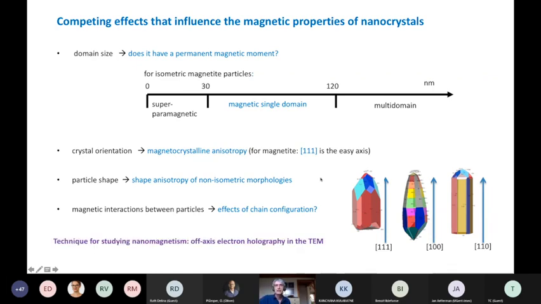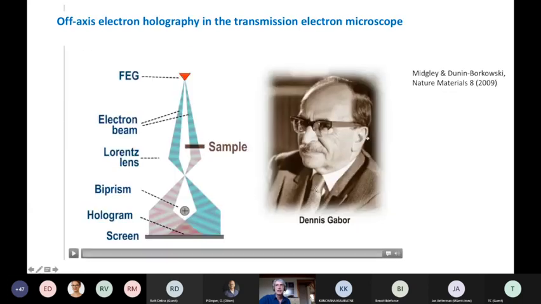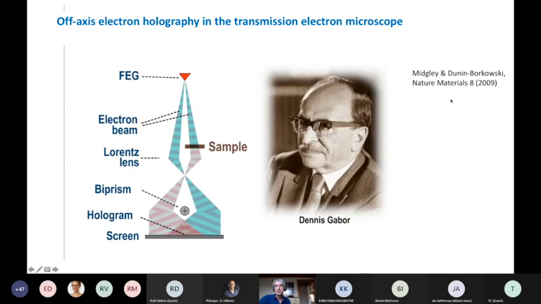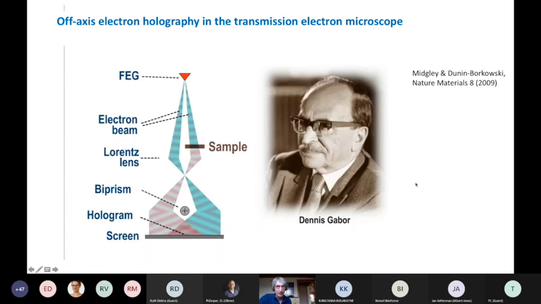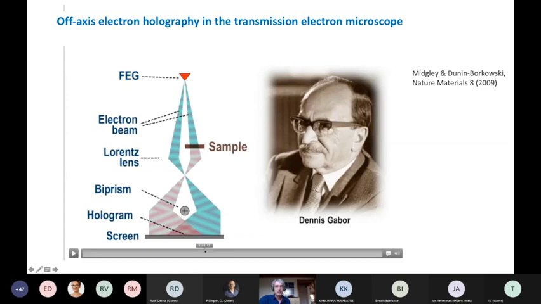Well, there is an advanced electron microscopy technique called electron holography in the TEM. As I said, we don't have this sort of hardware, and not just hardware, but also the knowledge to do it. But we collaborate with people in Cambridge and in Jülich, most of all with Rafał Dunin-Borkowski. Well, actually, this off-axis electron holography was invented by Denis Gabor, who happens to be Hungarian, but he worked in the UK and got the Nobel Prize for inventing holography.